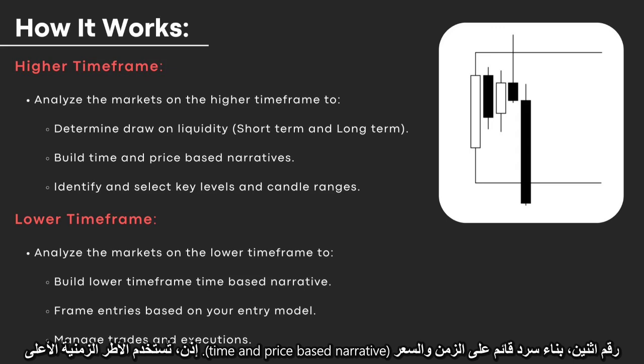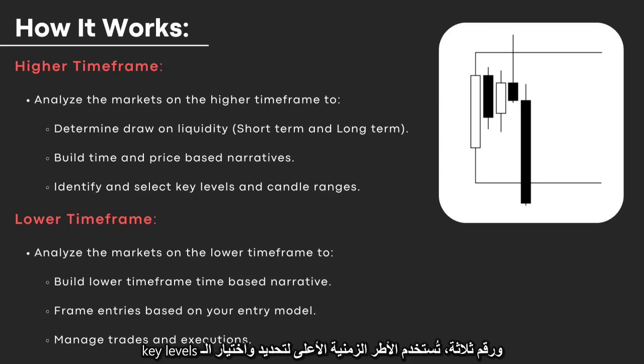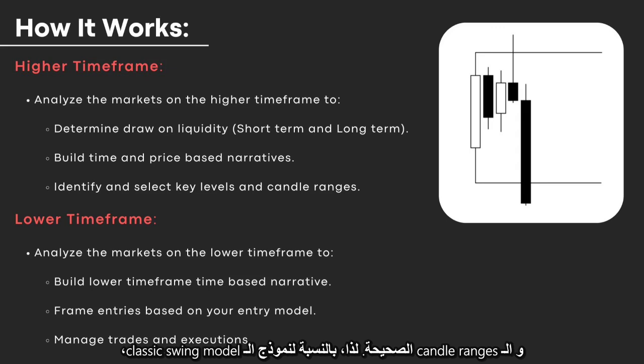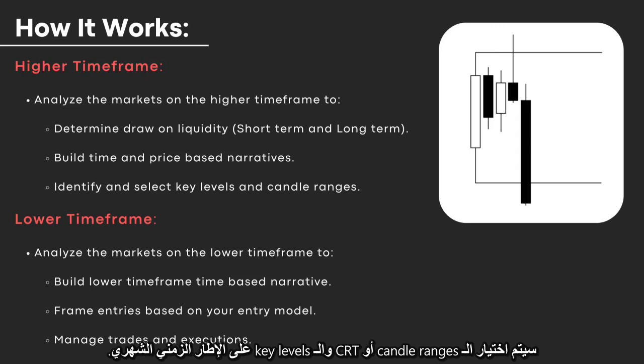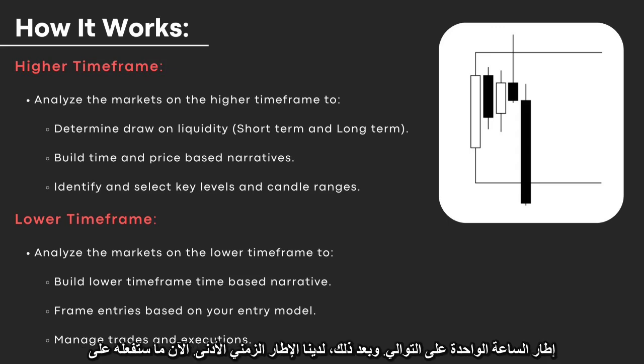Number two, building time and price based narrative. So the higher time frames are used to build time and price based narrative along with determining higher time frame drawn liquidity. And number three, the higher time frames are used to identify and select the correct key levels and candle ranges, right? So for the classic swing model, your candle ranges or CRT and key levels are going to be selected on the monthly time frame. And for the one shot one kill model, your key levels and candle ranges would be selected on the 1 hour respectively.